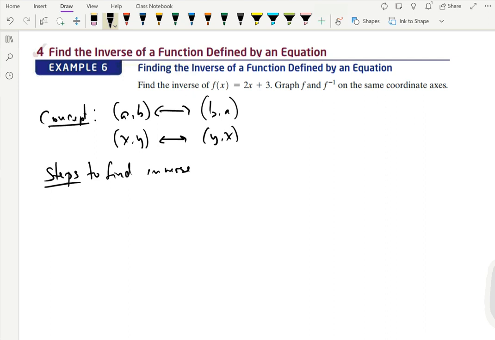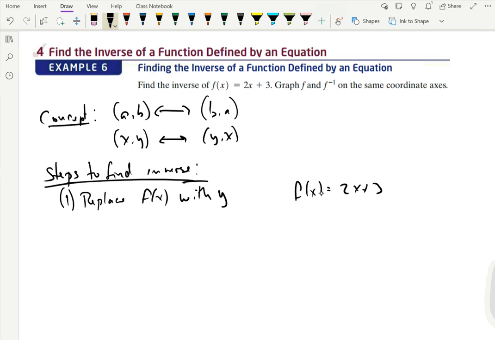So the first step that we're going to do is replace the notation f of x with y. So if we have up here f of x equals 2x plus 3, we're going to change this f of x to y. Okay, that is our first step.